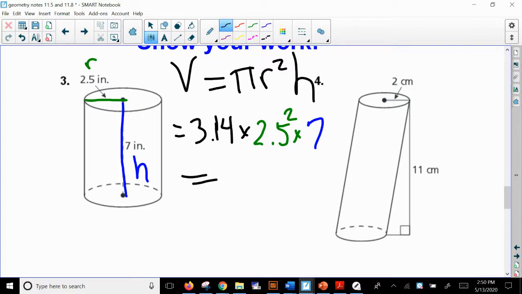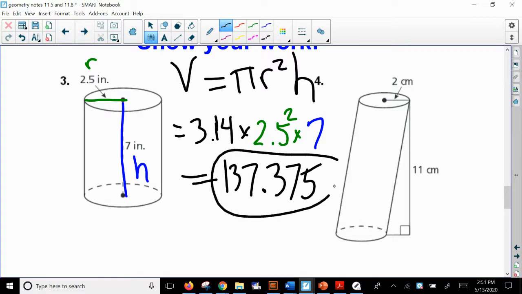Now, 3.14 times 2.5 to the second power times 7. I got 137.375. That's my answer. Inches to the third power. I don't feel like writing it.